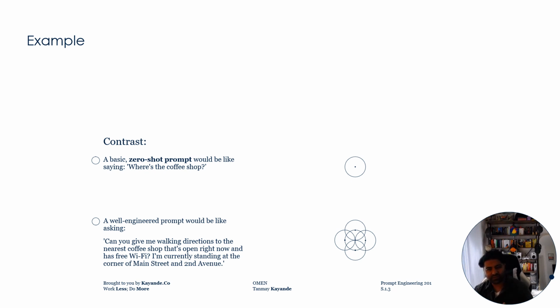You see the difference? The second request is specific. It provides context and clearly defines what a good answer looks like. That's the core idea of prompt engineering.